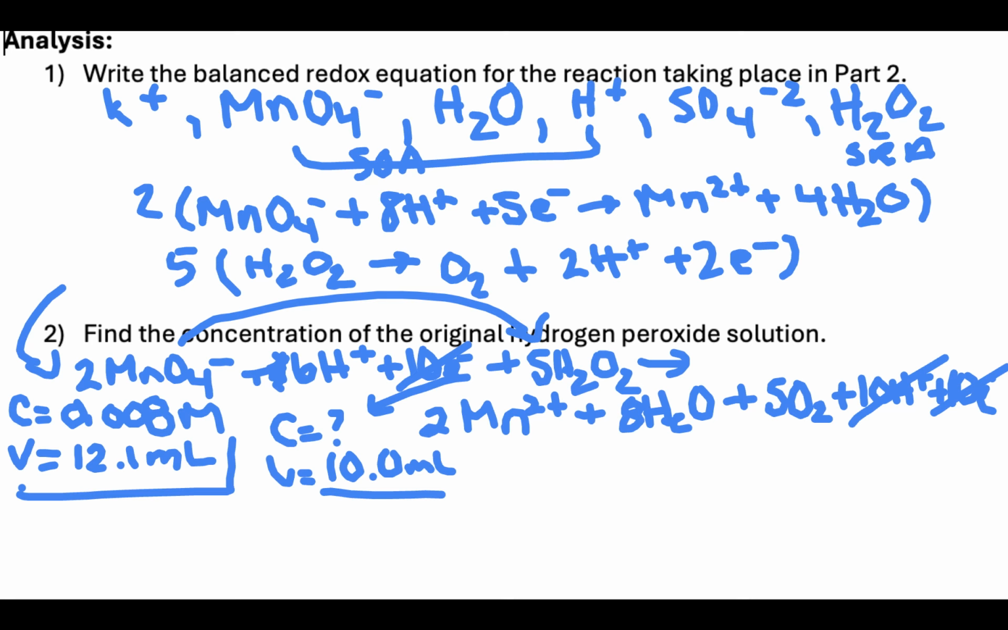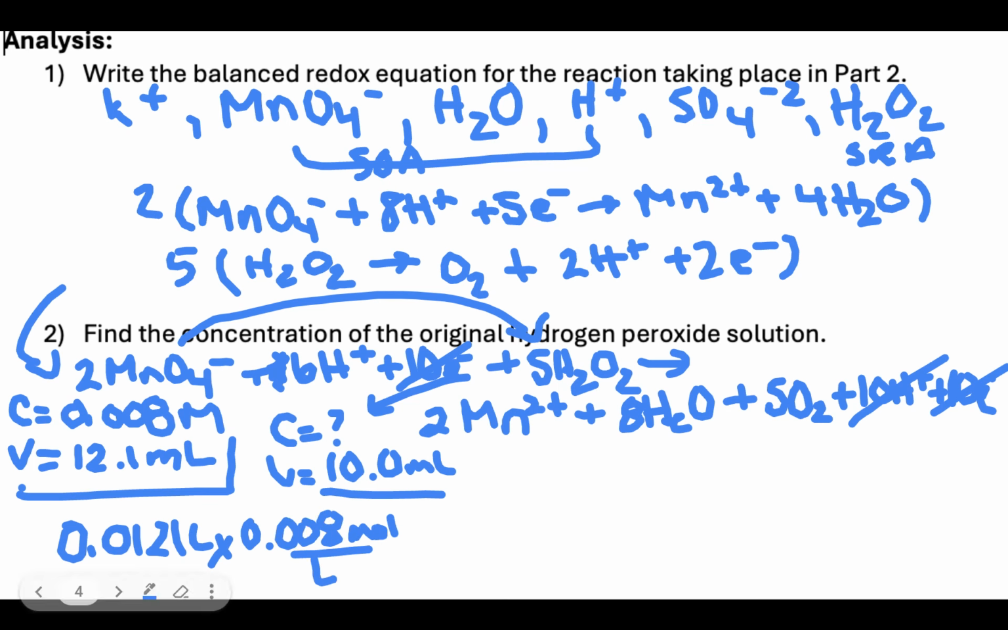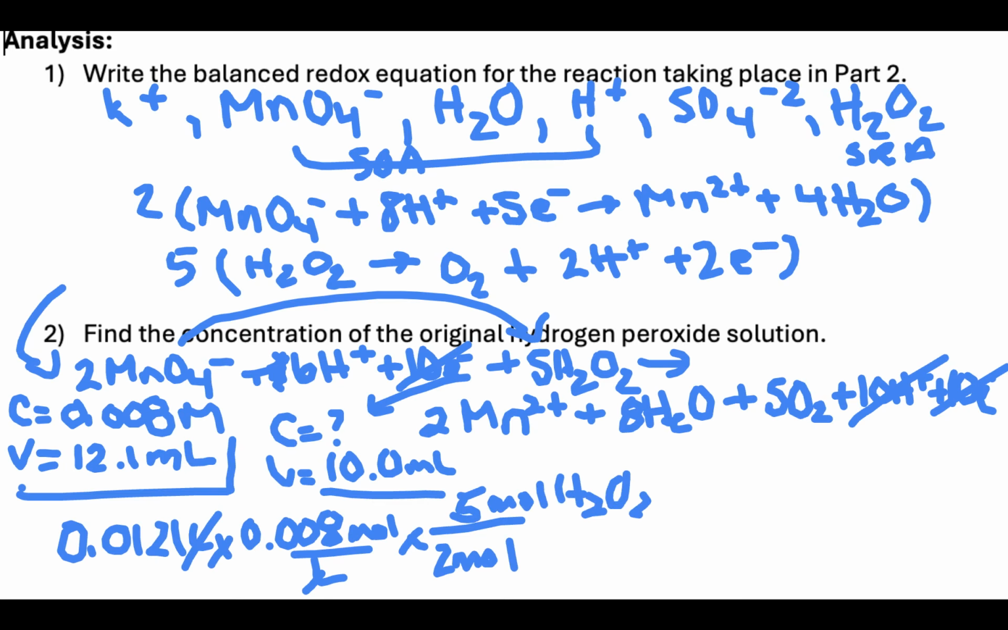So to do that, I will have to turn my 12.1 into liters. So I'll have 0.0121 liters times the concentration, moles per liter. We'll see liters canceling. Now times the mole ratio. So 2 moles of the KMnO4 is in the denominator, 5 moles of the H2O2 is in the numerator. And then lastly, I'm dividing by my amount of hydrogen peroxide used. So now that I have that, I can plug this all into my calculator, which I'm about to do if my calculator cooperates.